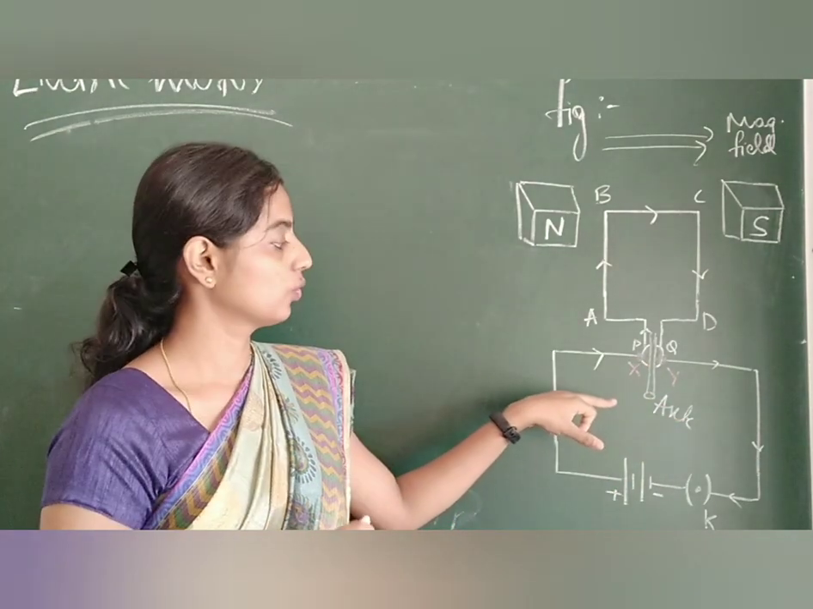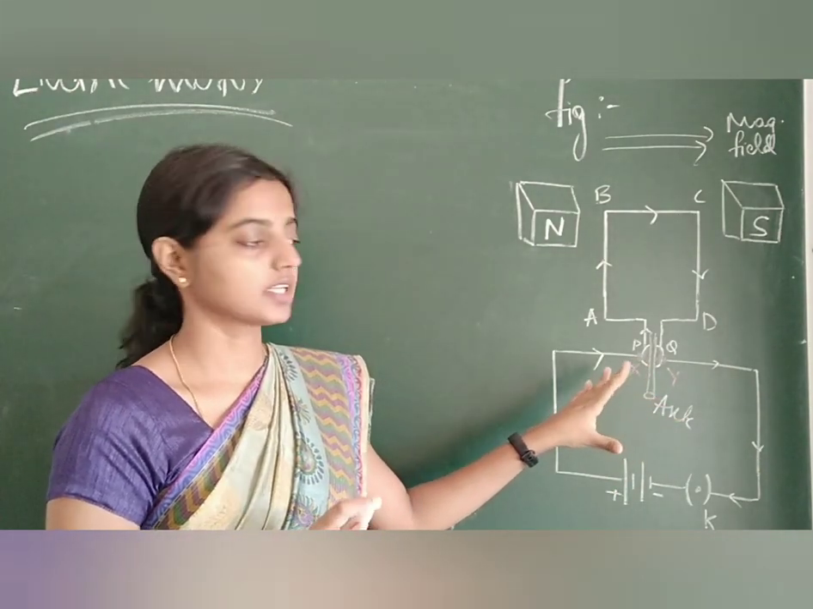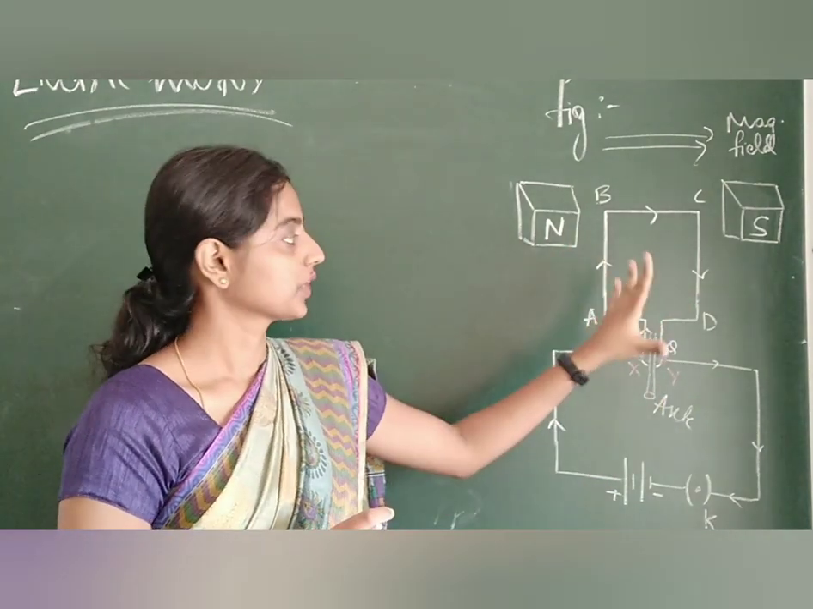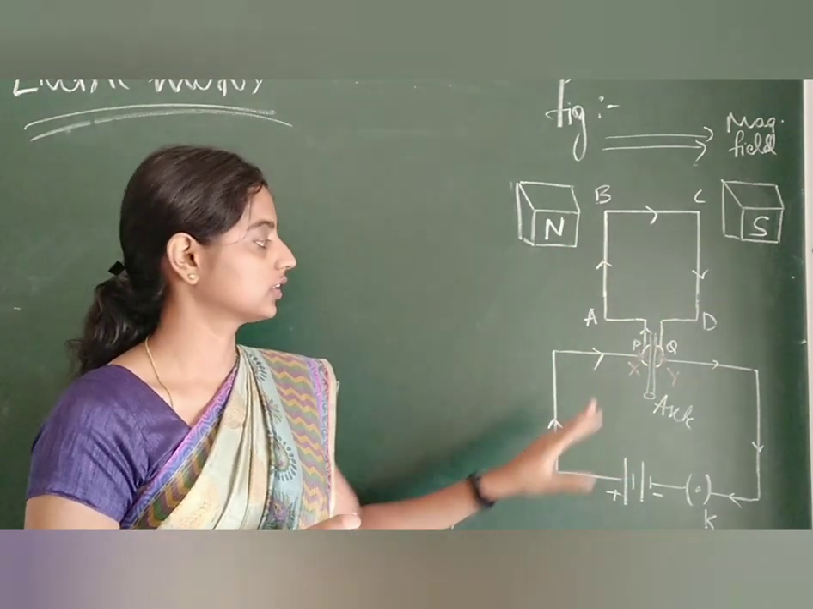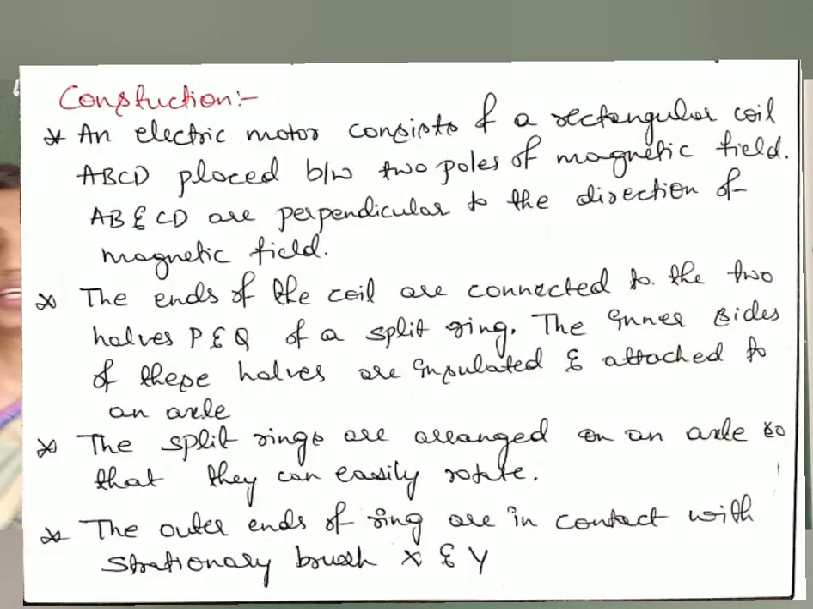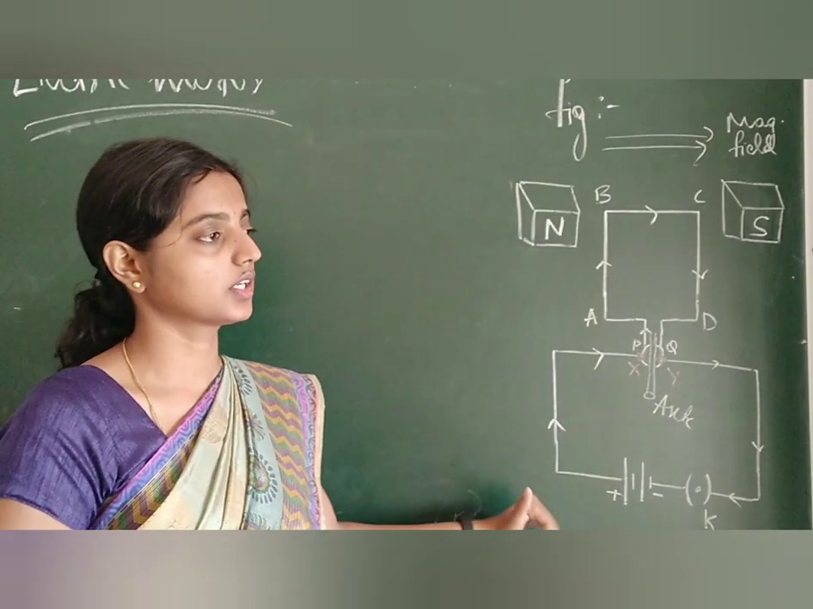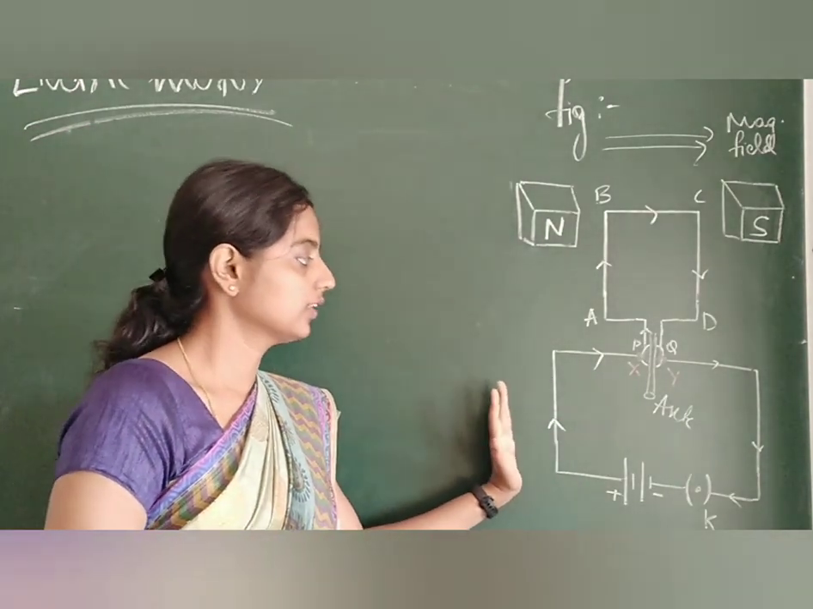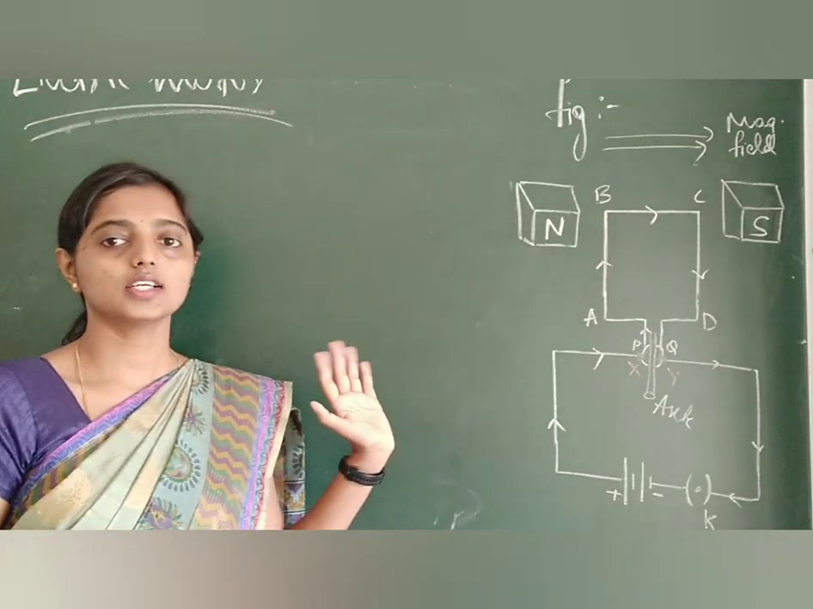And next I will show one more video. You can easily understand how exactly this electric motor works. This is our third point in the construction. And the next point is the outer ends of the rings are in contact with stationary brushes, that is X and Y. Right. Now these are the points that come under construction. You write this diagram, later on write the construction.